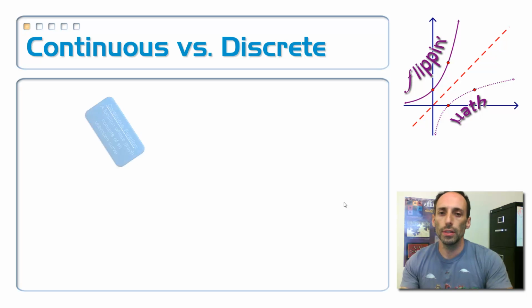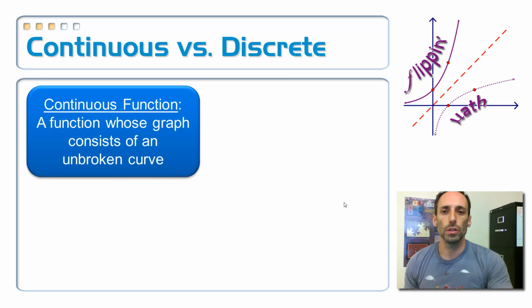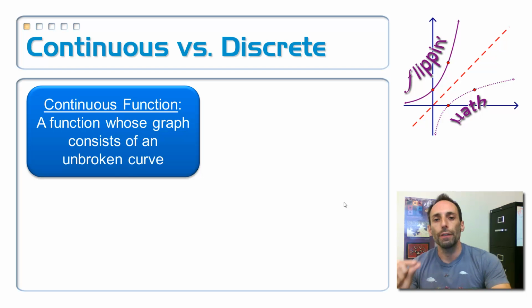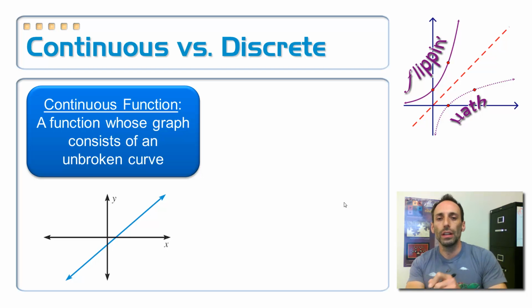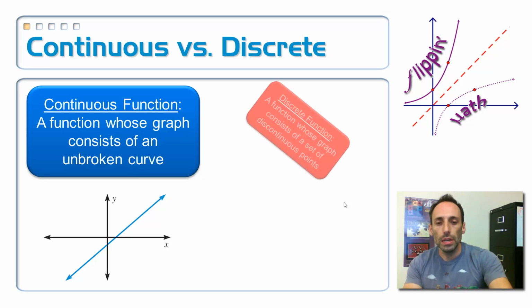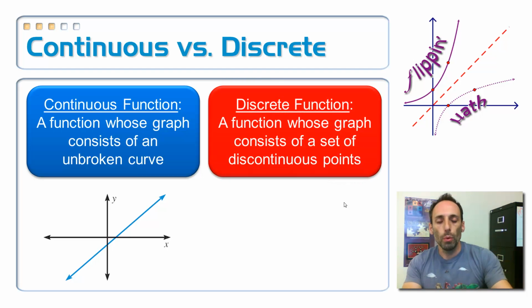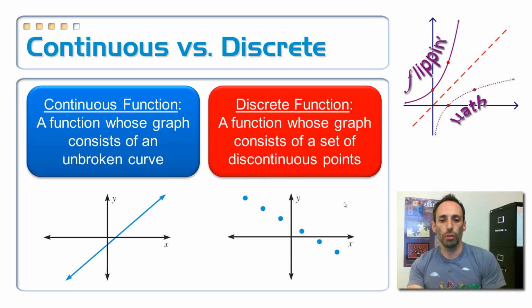So let's look at this in terms of the actual functions. A continuous function then is one whose graph is unbroken. If you were going to draw it with your pencil, you would never lift up your pencil. You would just draw it with a continuous line. It's unbroken. And discrete is just a set of points, discontinuous points. And you would lift up your pencil in order to draw the graph. Dot, dot, dot, dot, dot.